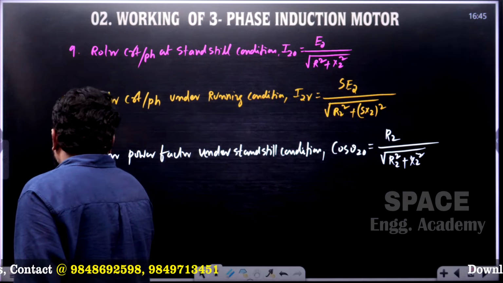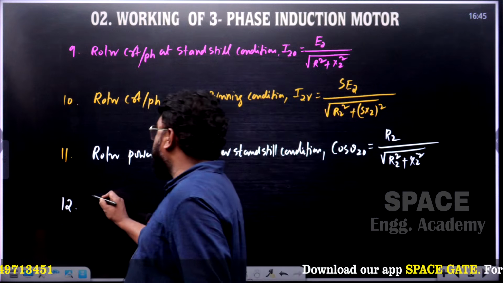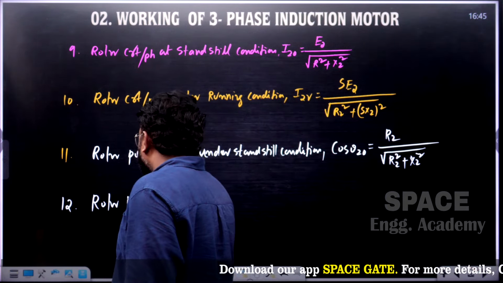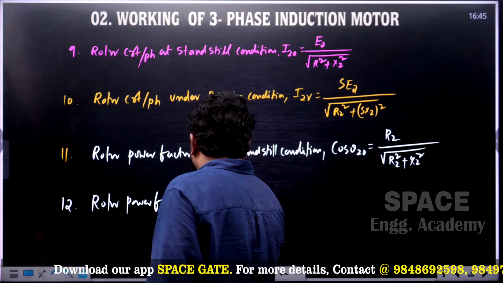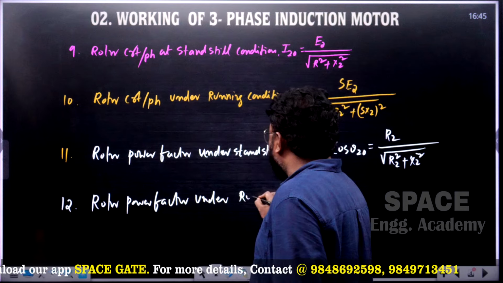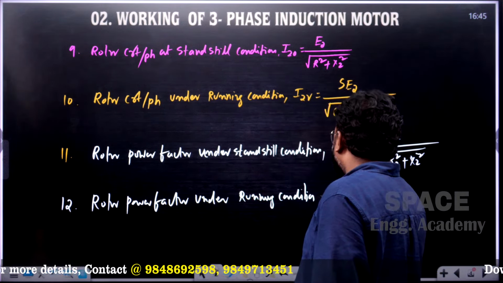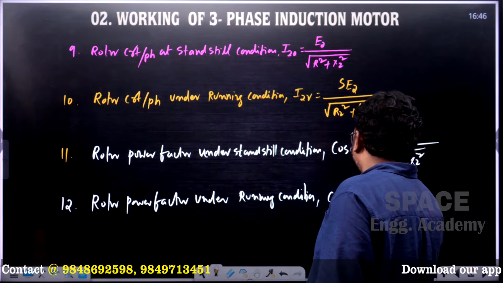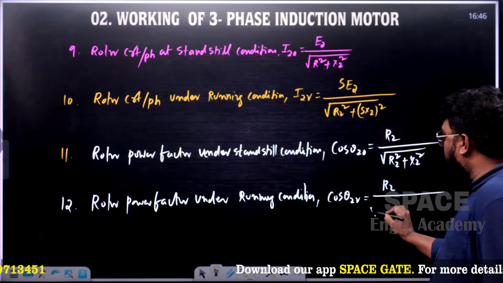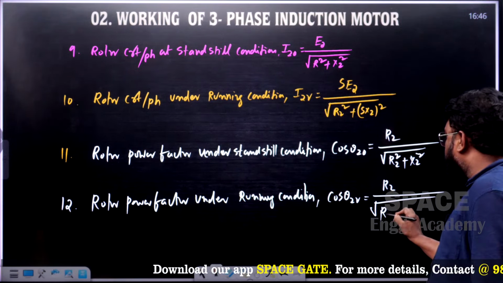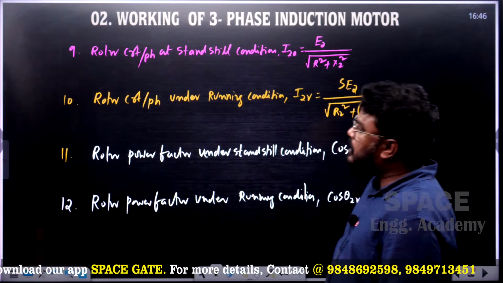One more possibility of the question: the rotor power factor under running conditions. How to calculate the rotor power factor under running conditions? The rotor power factor cos theta 2 is equal to R2 divided by the square root of R2 square plus (SX2) whole square. So this is another possibility of the question.